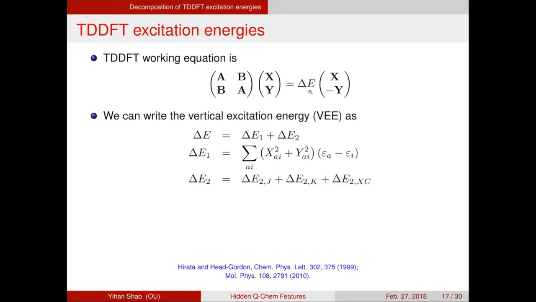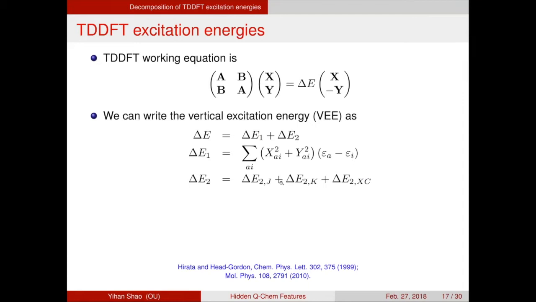And then we can write this vertical excitation energy delta E into two terms. The first one I would call a one-electron term, which really depends only on the orbital energy differences. So here the E_Is are the orbital energies of the occupied orbitals, and the E_As are the orbital energies of the unoccupied orbitals, and then we have the square of the amplitudes. So this is the one-electron term, which depends upon the orbital energy difference.